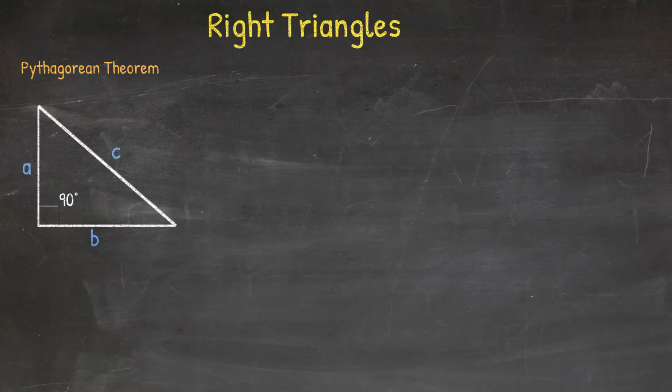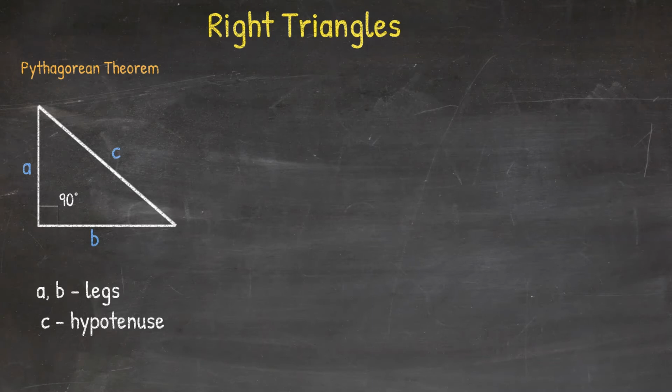Since our 90-degree angle is the largest of the three angles, a side lying across this angle is the longest side. It's called the hypotenuse, marked as C on our graphic. The other two sides are called legs.